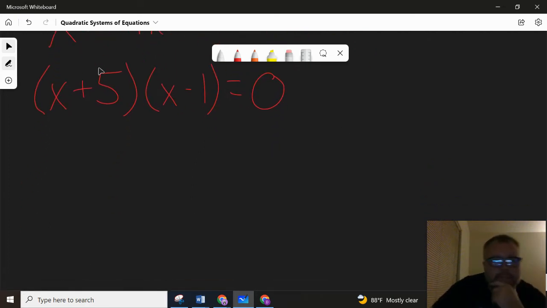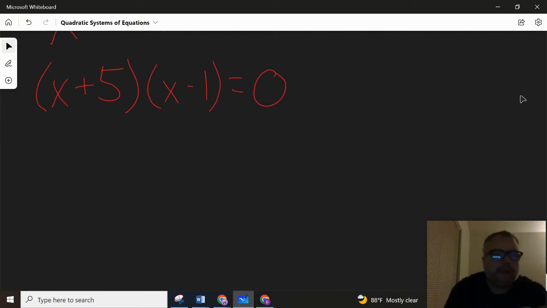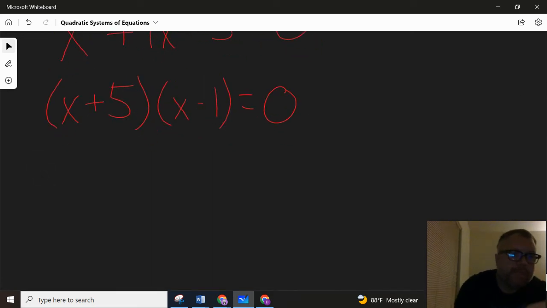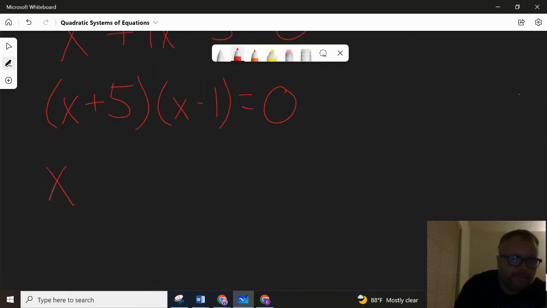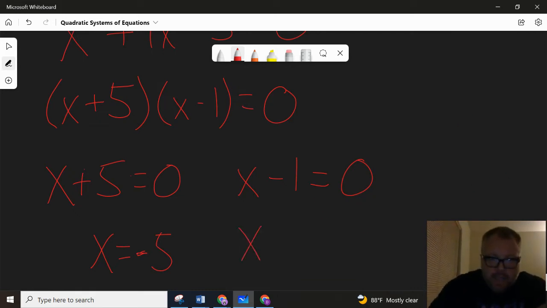Okay. So now both these binomials we're going to set equal to 0. Okay. So x plus 5 equals 0, and x minus 1 equals 0. Okay. So subtracting 5 from both sides, one of my solutions is x equals negative 5. Make that minus sign a little bit more obvious. And then over here, we're going to add 1 to both sides. My other solution being x equals positive 1.